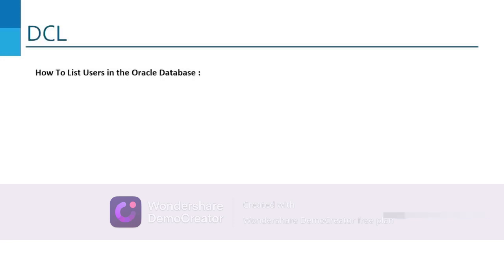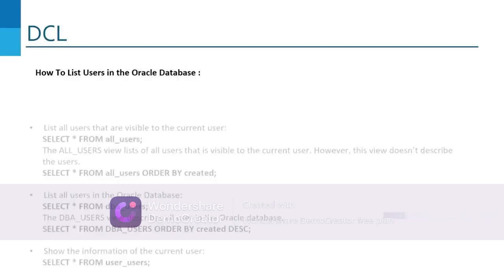How to list users in the Oracle database? What all users you have created? How can you see all those users? See, by default, Oracle also gives us the list of users, right? And what you have created will also be shown.